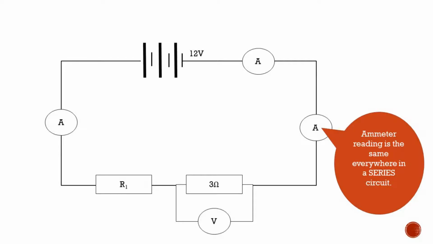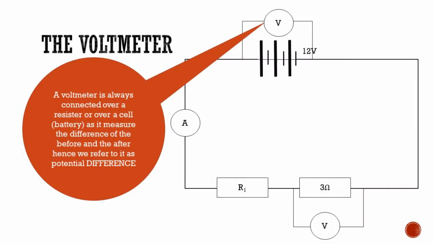Right, so if you look at this circuit, you can see it is a series circuit, so the ammeter reading is going to be the same everywhere in the circuit. A voltmeter is always connected over a resistor or over the cell, as it measures the difference in potential energy before and after. Hence, we refer to it as potential difference. It has a very high resistance, so the current won't choose to flow through the voltmeter. It will still go through the resistor or through the battery, and the voltmeter can just measure the potential difference.